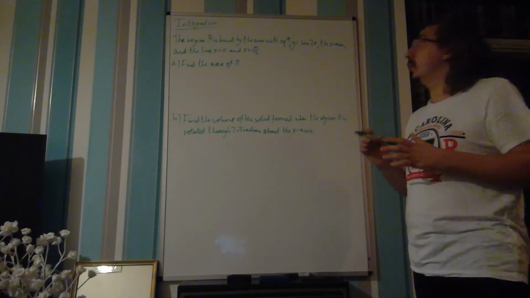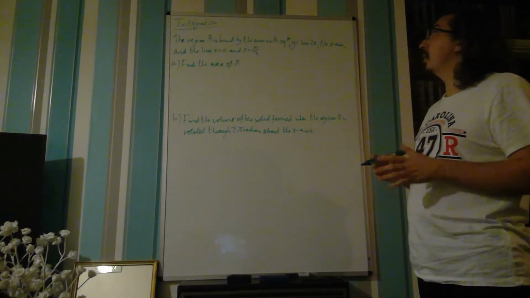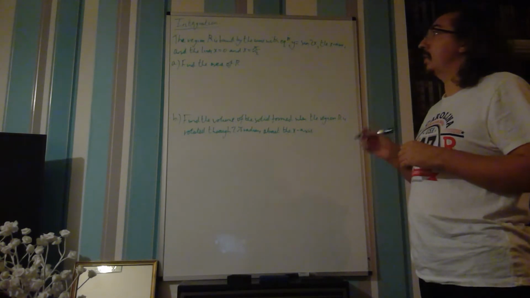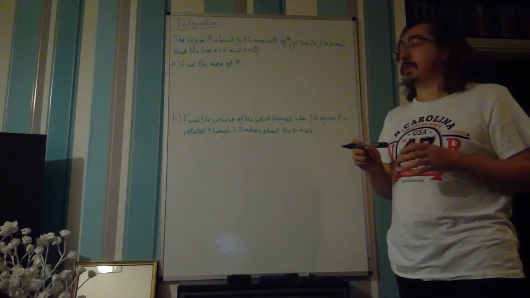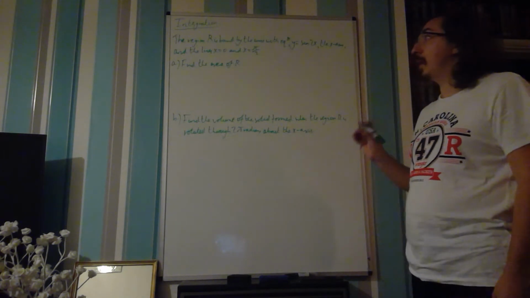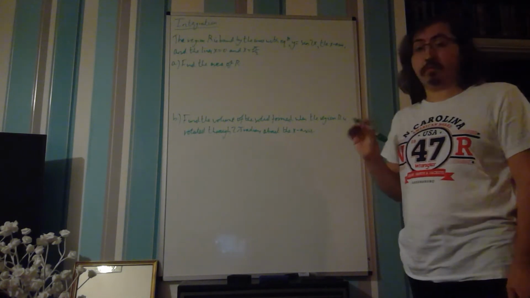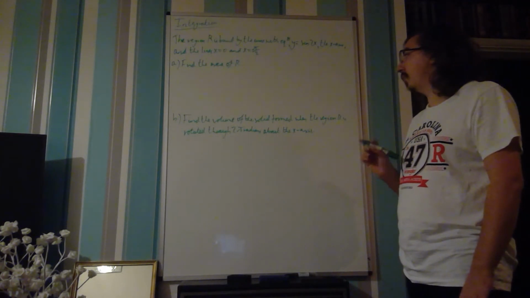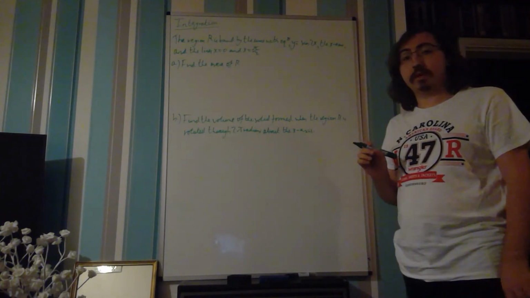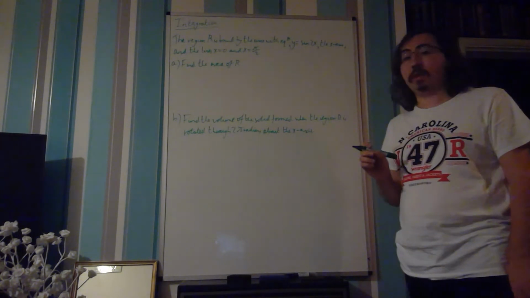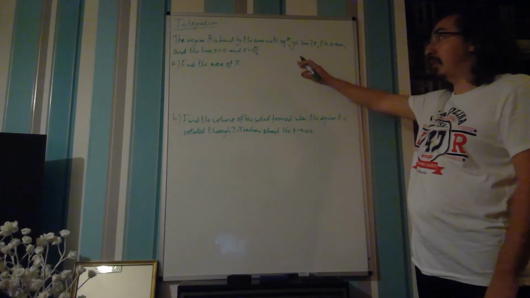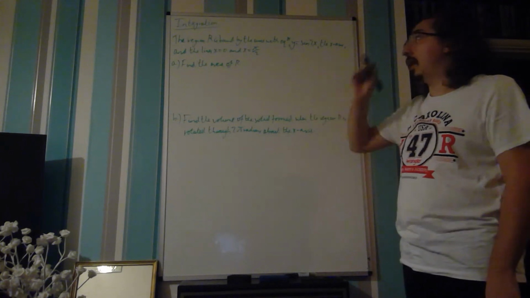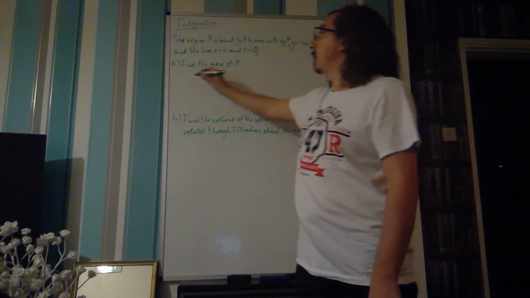For this problem, we're given the region R is bound by the curve of the equation y equals sine 2x, the x-axis and the lines x equals 0 and x equals pi over 2. For part A, we want to find the area of the region R, and for part B, we want to find the volume of the solid formed when the region R is rotated through 2 pi radians about the x-axis. So we have an area problem and a volume of revolution problem. So let's tackle the area problem first.